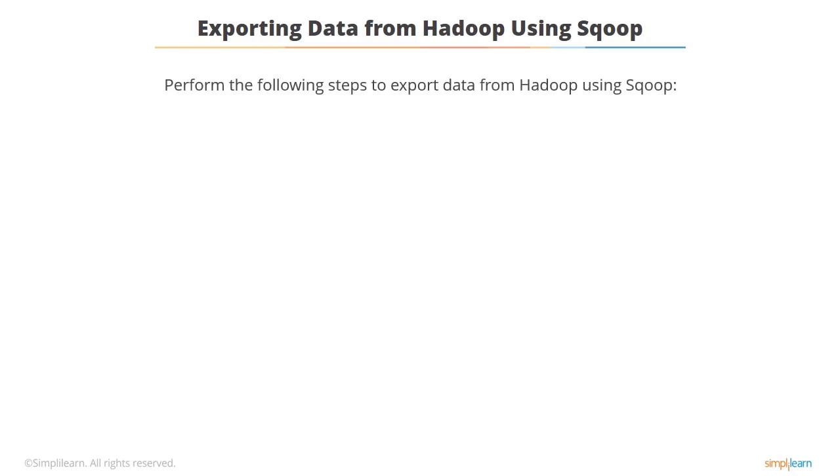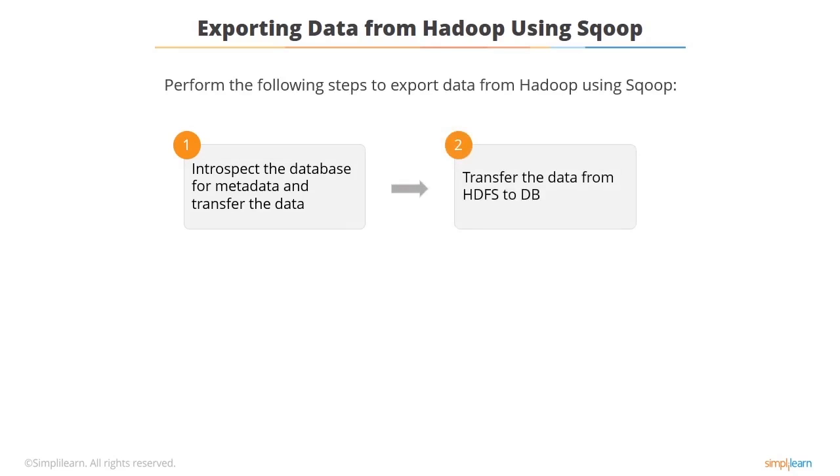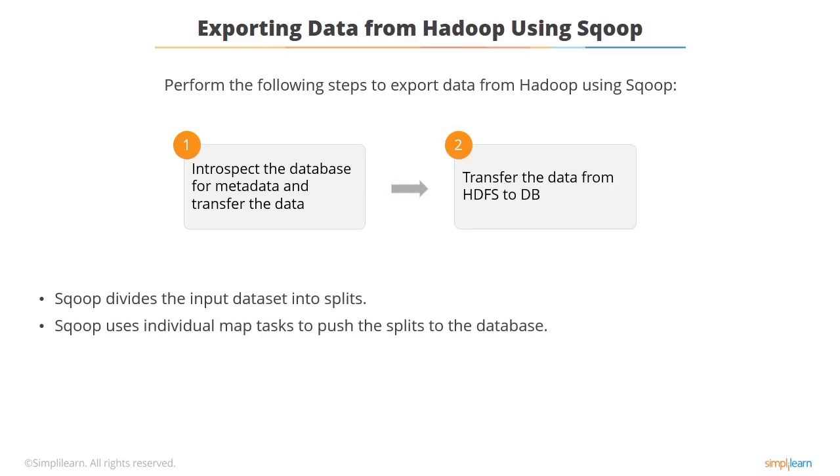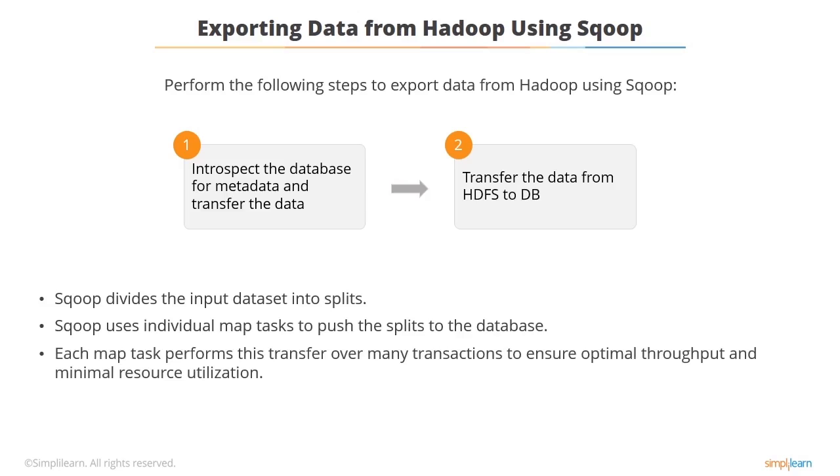We need to perform the following steps to export data from Hadoop using Sqoop. First, introspect the database for metadata and transfer the data. Next, transfer the data from HDFS to the DB. Further, Sqoop divides the input data set into splits. It uses individual map tasks to push the splits to the database. Each map task performs this transfer over many transactions to ensure optimal throughput and minimal resource utilization.